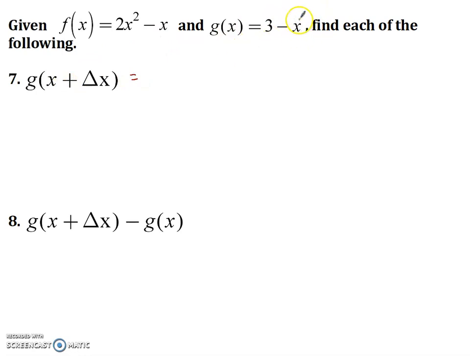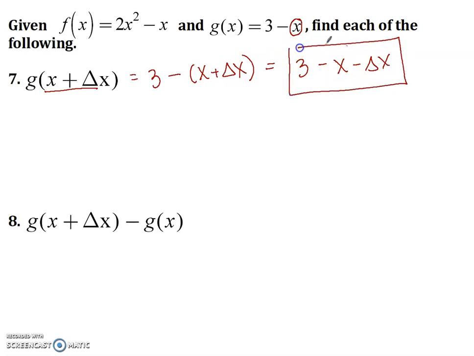So now I'm using this equation. When I have the x, I'm just going to replace it with that. Since I'm subtracting, be sure to distribute the negative. So it'll be 3 minus x plus delta x, and you can go ahead and distribute and plug it in the same step if you want. So this will be 3 minus x minus delta x. And that's all you can do. You'll never be able to combine like terms in the plugging in x plus delta x step.